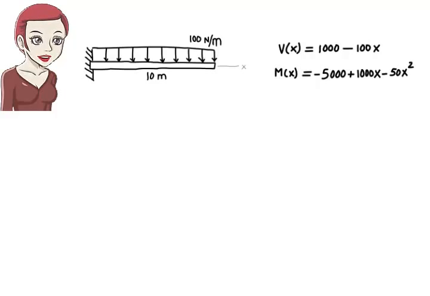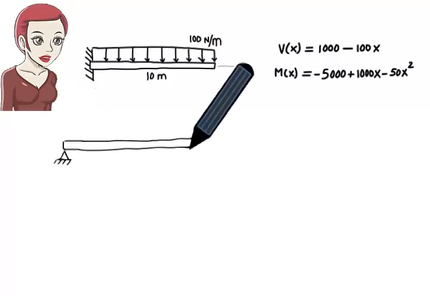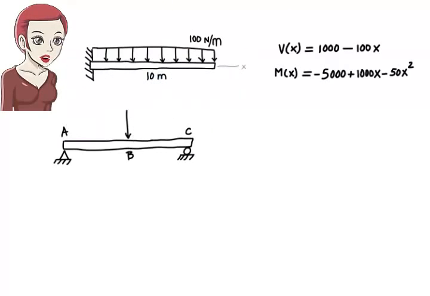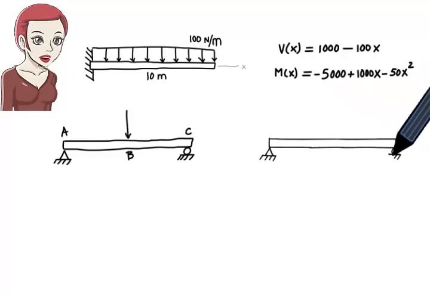Rather, it would be necessary to write multiple equations, one for each beam segment. This happens when the beam is subjected to one or more concentrated loads. For example, here there is a concentrated load at B. Since the load divides the beam into two segments, we need to write two equations for shear and two equations for moment, a pair of equations for each segment. Here, three pairs of equations are needed for representing shear and moment, since the concentrated loads divide the beam into three segments.